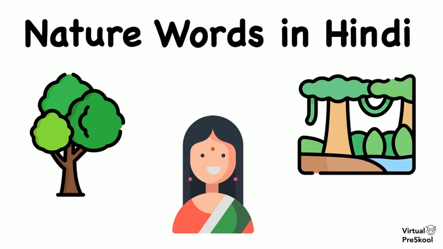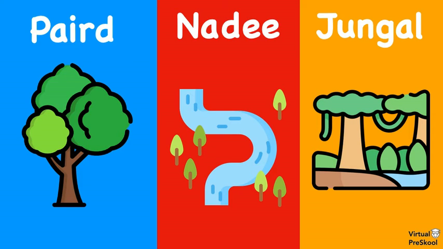Today we are going to talk about nature vocabulary in Hindi. We're going to learn 3 words today. Ped is tree, nadi is river, and jungle is jungle. Did you know that the word jungle is actually a Hindi word that was brought into English? That's right. So ped is tree, nadi is river, and jungle is jungle.